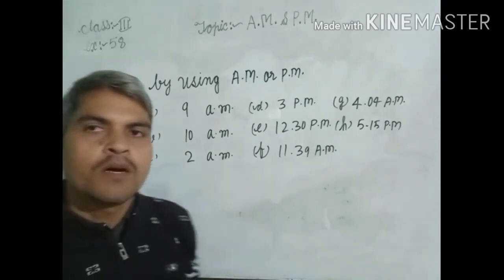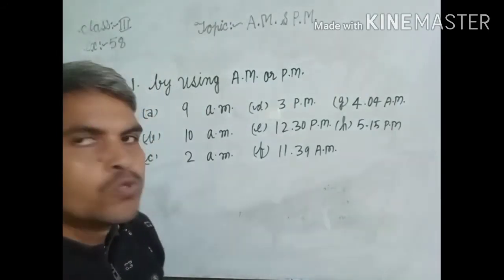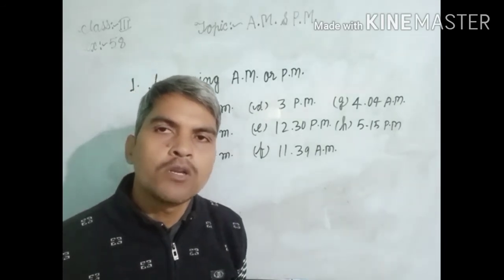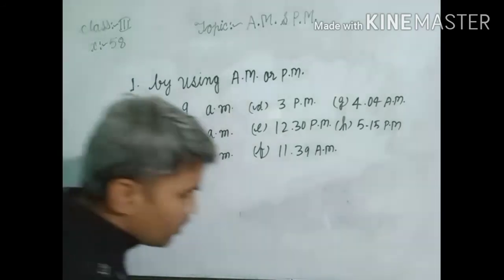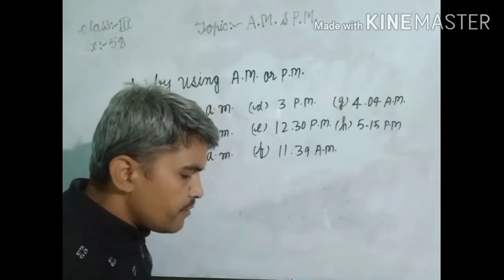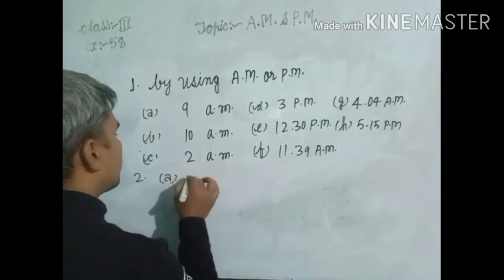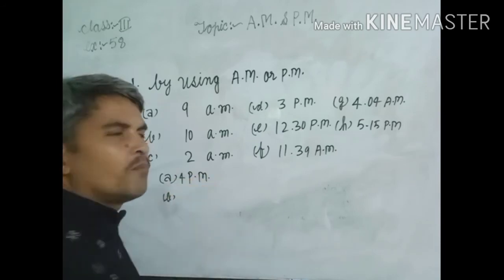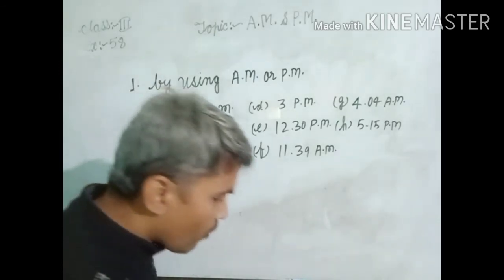So you must remember what is AM and what is PM. Midnight to noon is called AM and noon to midnight is called PM. Now, the second question of the exercise: choose the correct time for each. A football match is generally played at 4 am or 4 pm. 4 pm, because the playing time is in the evening and evening is shown in PM form.